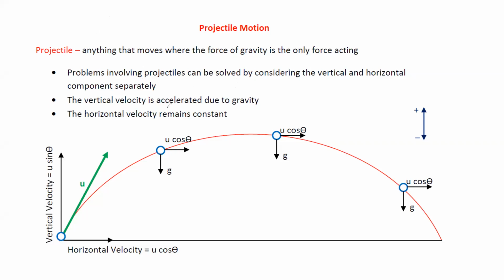The vertical velocity is accelerated or decelerated due to gravity, whereas the horizontal velocity will remain constant. So for example, if we launch a projectile at a certain angle theta and the speed at which it is launched is u, the trajectory, the path which this projectile will follow, will be the trajectory or the path of this projectile.